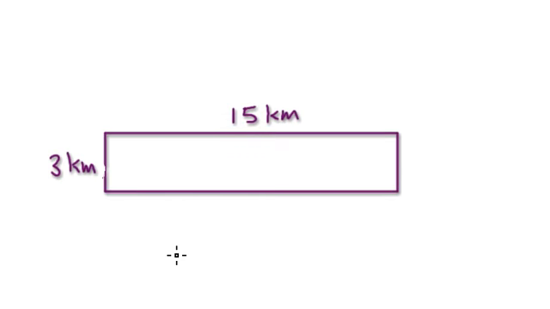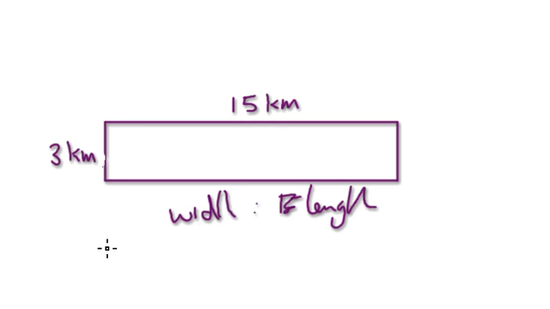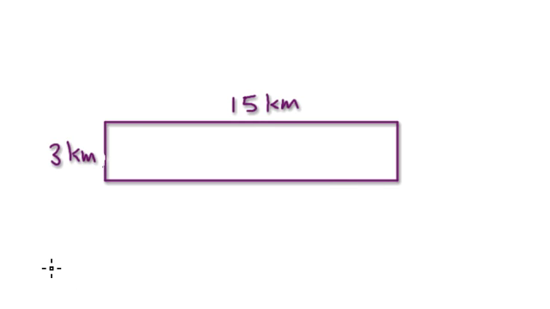Now suppose you're a farmer and this is your field to grow your crops. It's 15 kilometers in length, and the width is 3 kilometers. Express this as a ratio of width to length. Remember, it's width to length. So press pause and have a go.